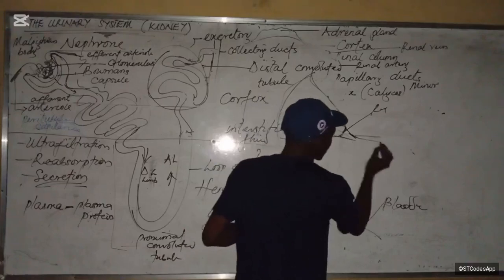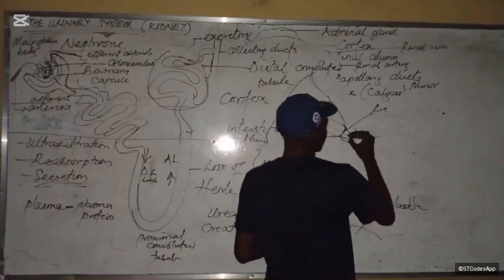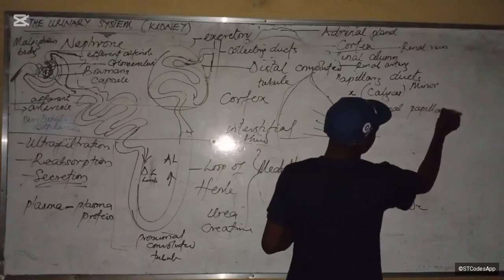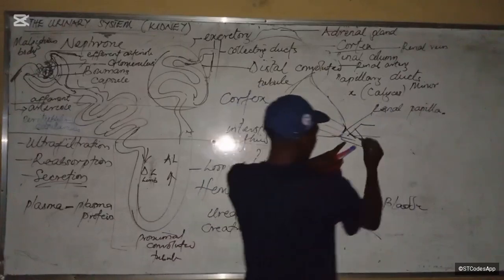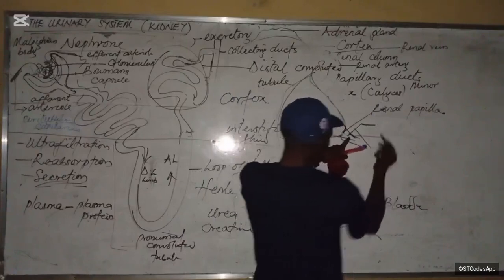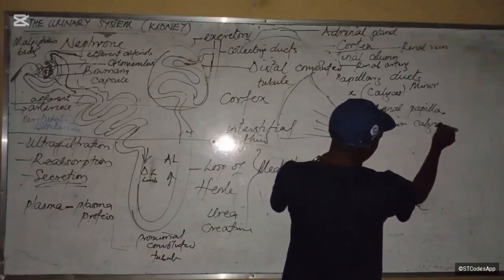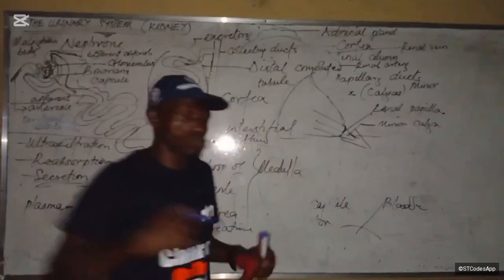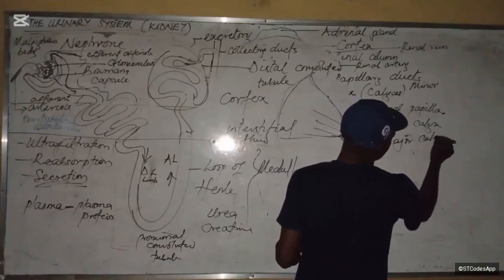Now, renal papilla now enters into the calyx. The calyx also branches into bigger calyx. Is that okay? So this one is renal papilla, papillae for plural. So this place here is the small calyx, which we call the minor calyx. And there's bigger calyx. The bigger calyxes are those that empty into the pelvis. So we call those ones the major calyx.